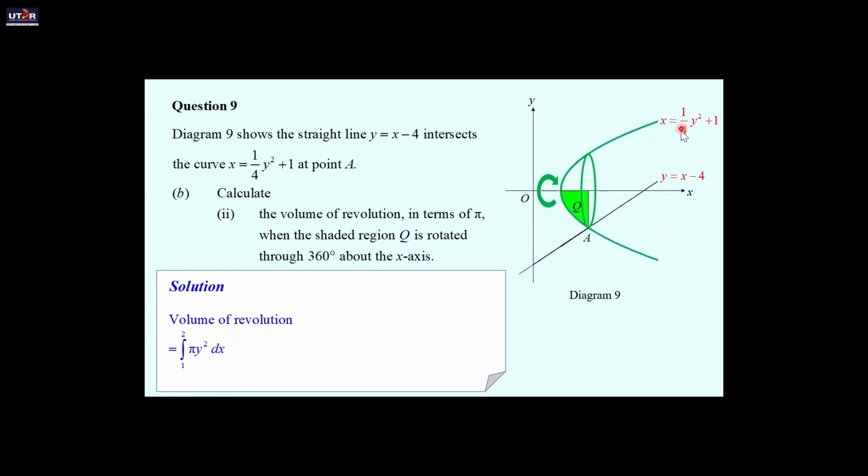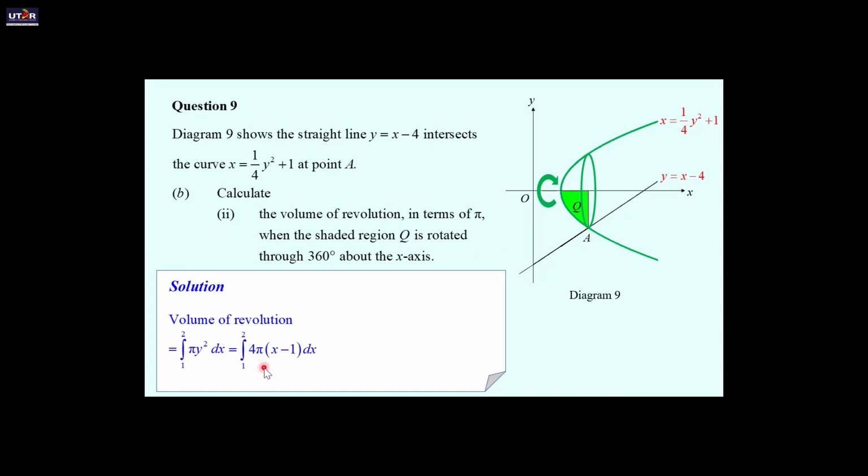So we have to rearrange the equation of the curve. Instead of x is equal to 1 over 4 y squared plus 1, we have to write it as y squared is equal to 4 multiply x minus 1. So this gives the volume of revolution as integral of 4x multiply x minus 1 from x is equal to 1 until 2. This is because at the x-axis, y is equal to 0. When y is equal to 0, x is equal to 1. This is the lower limit. And the upper limit is 2, where you have the x coordinate of A is equal to 2.